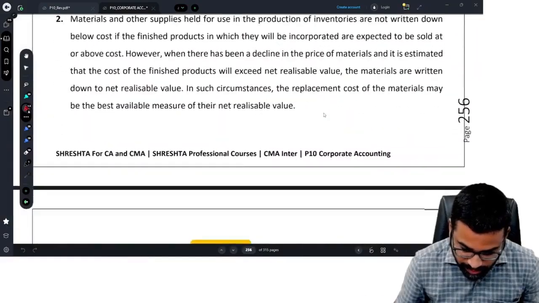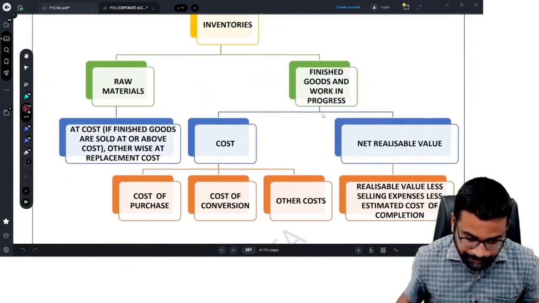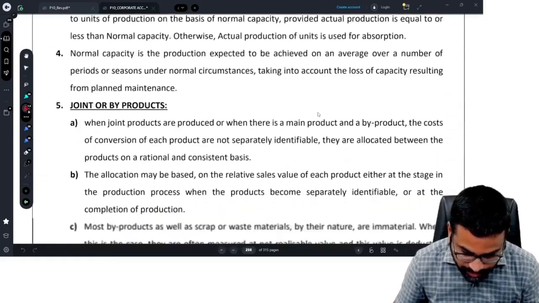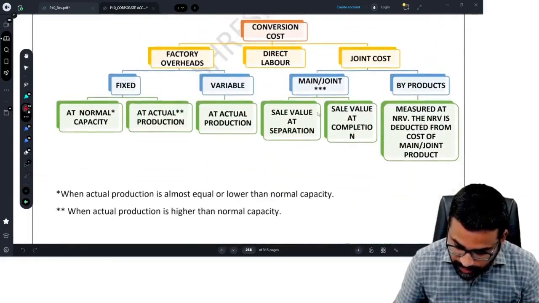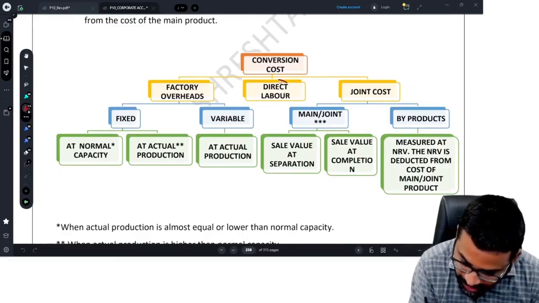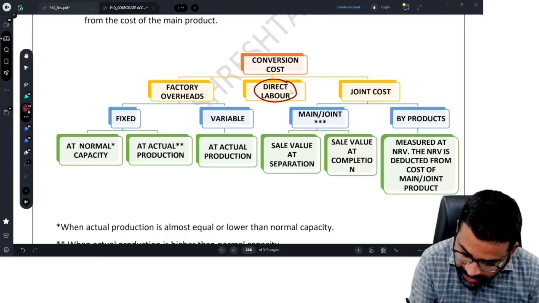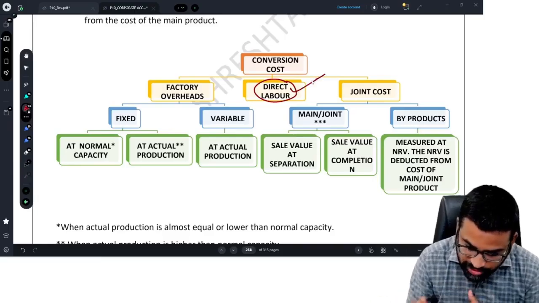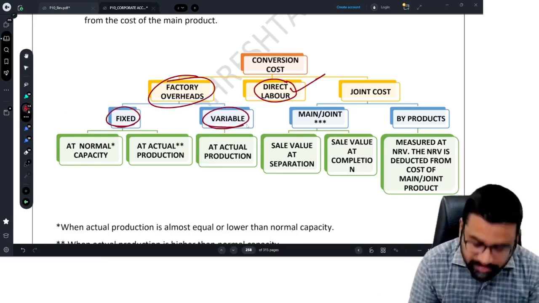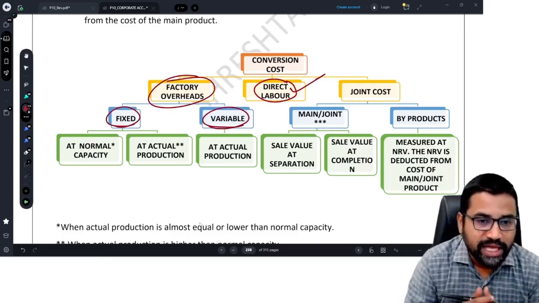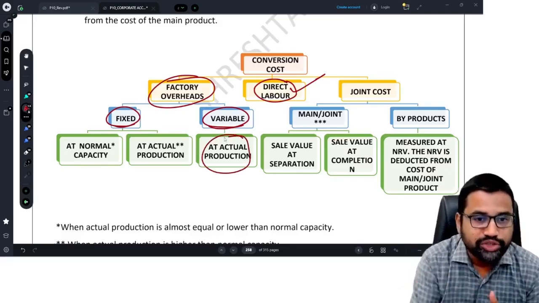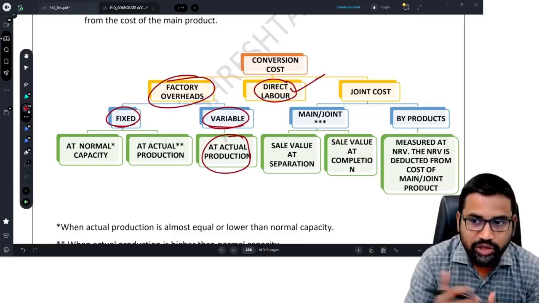Here is one table. See here. Not this one, this we completed. This one. See here. For labor, direct labor cost we will take. Cost of purchase also we have taken. Now factory overheads, you see, fixed and variable. Variable overheads will be allocated to inventory cost based on actual production: how many units you produced into the variable cost per unit.